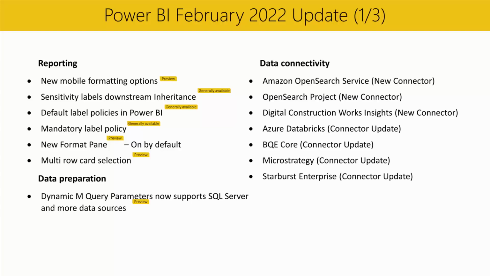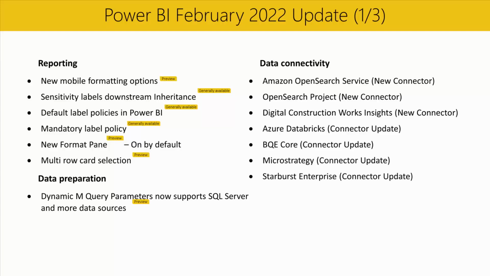In the Data Preparation section, Dynamic M-Query Parameters now supports SQL Server and more data sources. As a refresher, Dynamic M-Query Parameters is a preview feature which allows report viewers to dynamically set the values for an M-Query parameter using filters or slicers. This feature can be especially useful for query performance optimizations without sacrificing report interactivity.